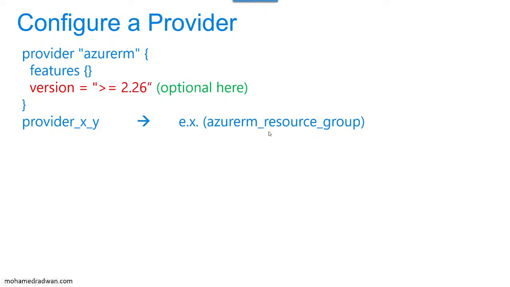For example, as you can see here, azurerm resource group, virtual machine, network interface card, public IP address. All the resources will follow the same pattern, and the same with AWS or GCP. This is why it's very easy to distinguish which resource belongs to which provider.